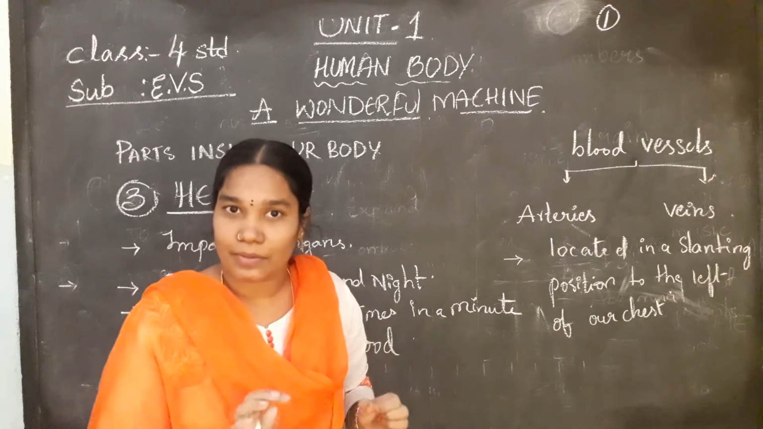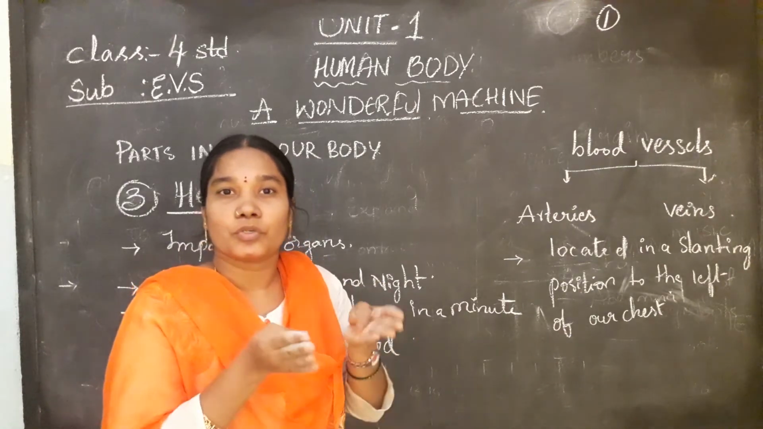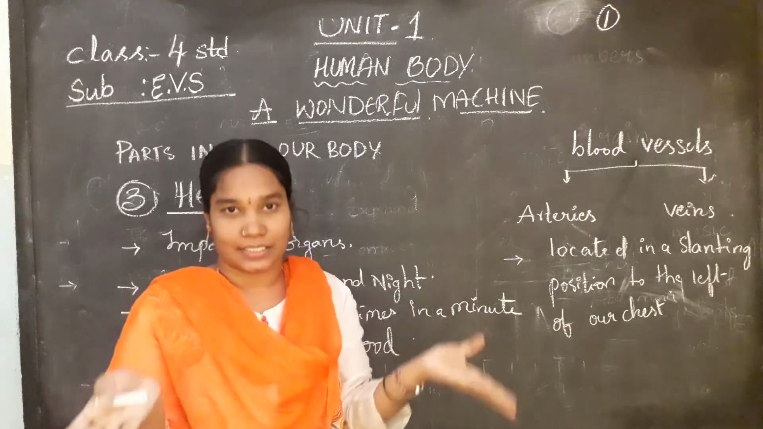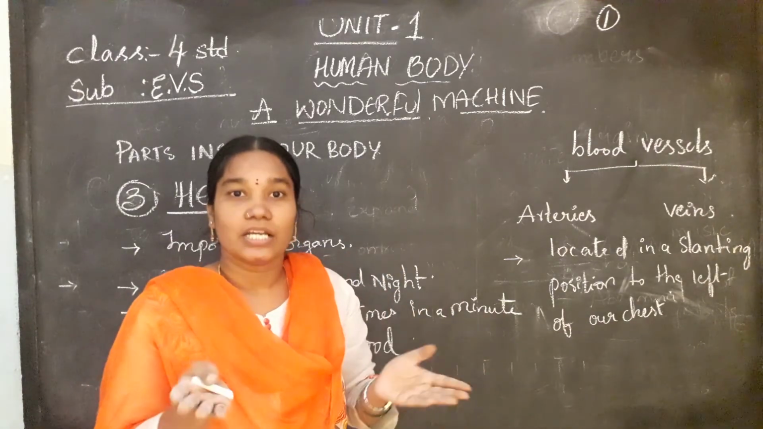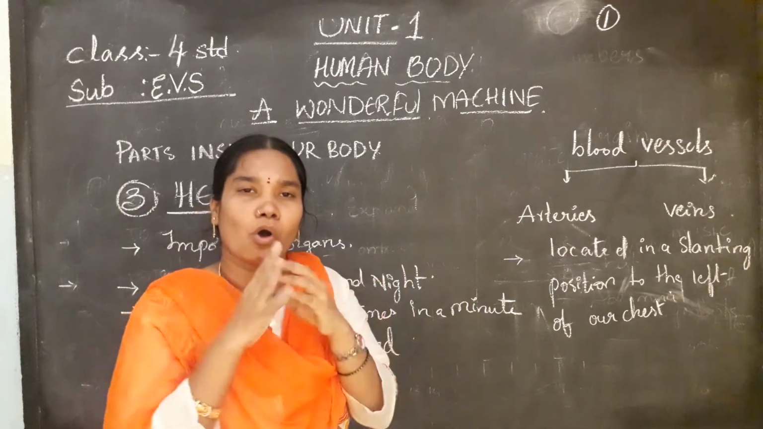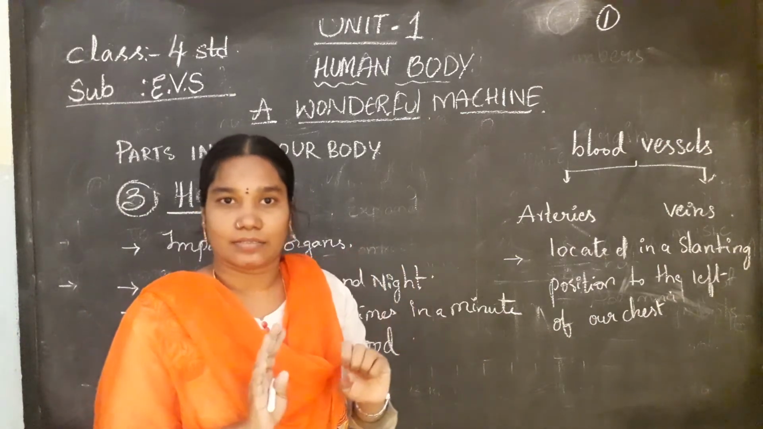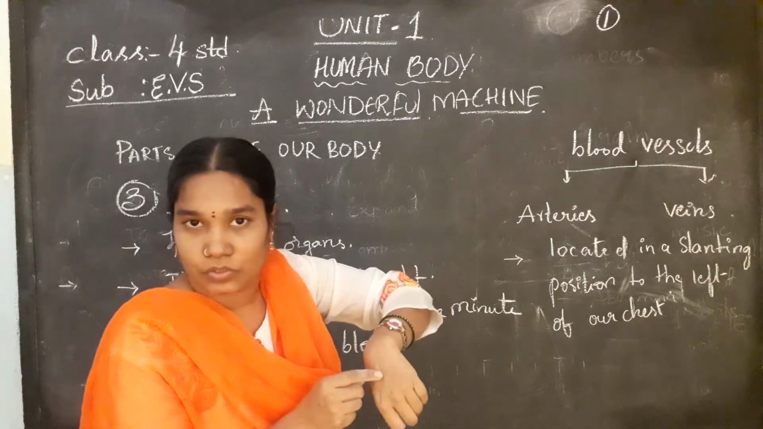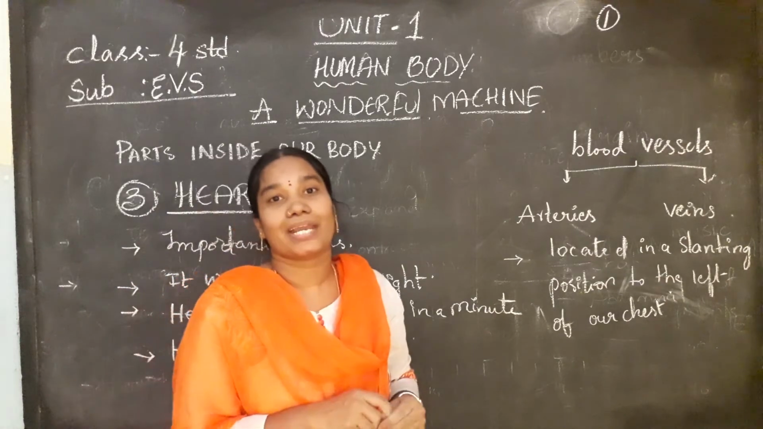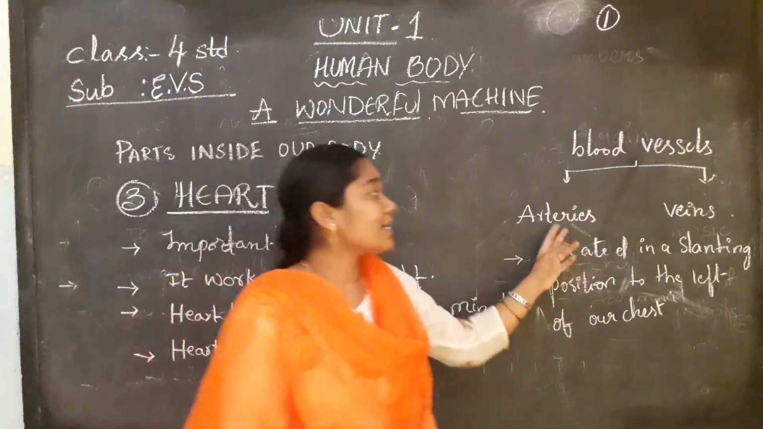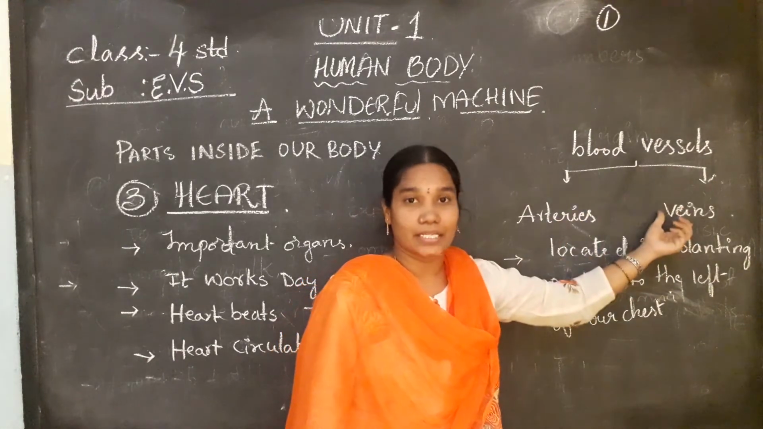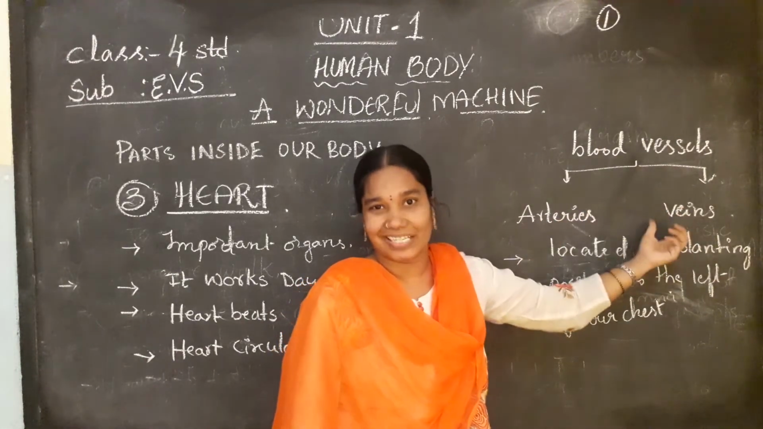Blood vessels are pipe-like or tube-like structures which arise, meaning they come from the heart, and they supply the blood to all the body parts. We can see them on the hand also, below the skin. Blood vessels are mainly of two types: arteries and veins. Two types of blood vessels.